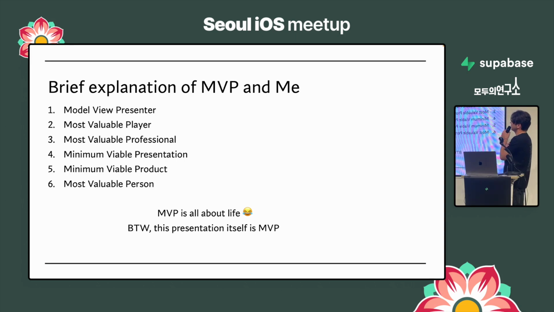So as you know, MVP stands for a lot of things. I told you already, model view presenter. If you are an iOS developer or Android developer, you might be using that architecture. And most valuable player, most valuable professional, minimum viable presentation, minimum viable product, most valuable person.